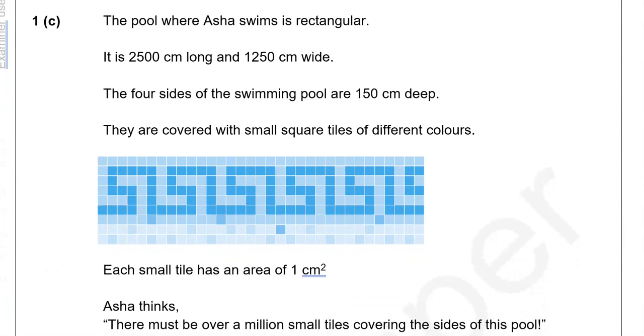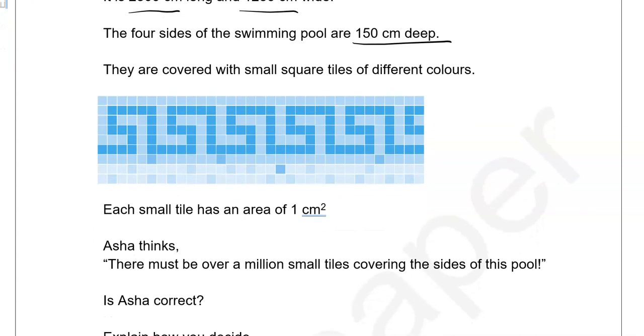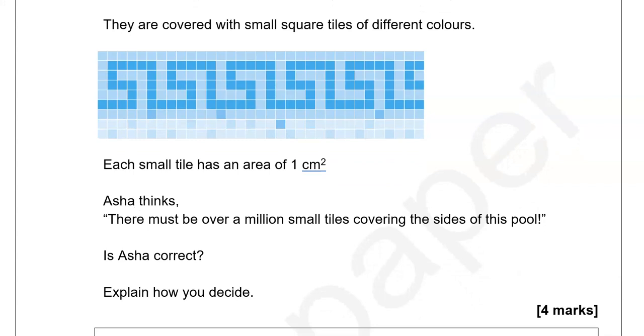The pool where Asha swims is rectangular. It is 2,500 centimeters long and 1,250 centimeters wide. The four sides of the swimming pool are 150 centimeters deep. They are covered with small square tiles of different colors. Each small tile has an area of 1 centimeter squared. Asha thinks there must be over 1 million small tiles covering the sides of this pool. Is Asha correct? Explain how you decide.